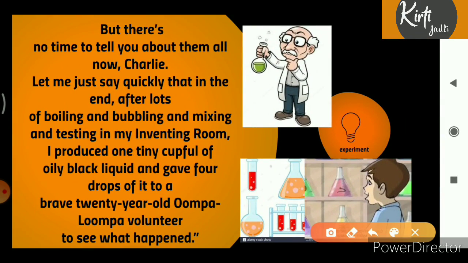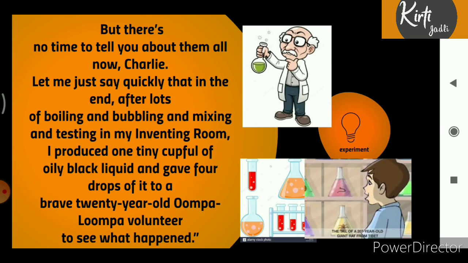Then Mr. Willy Wonka says, but there is no time to tell you about them all now, Charlie. He says, I cannot go into details what all I did in order to procure these things, in order to get these things so that I could make my medicine. He says, let me just quickly say that in the end, after lots of boiling and bubbling and mixing and testing in my inventing room, I produced one tiny cupful of oily black liquid and gave 4 drops of it to a brave 20-year-old Oompa Loompa volunteer to see what happened.